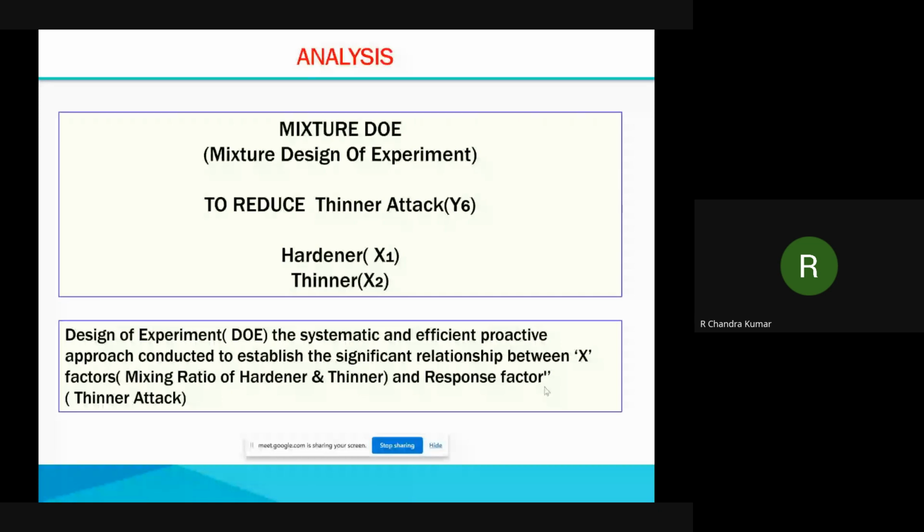Let me check if I can take an example of mixture DOE. Just a second. Okay, I'll show you one example of DOE in the paint shop. Sir, the screen is not shared. Is it there now? Yes, it's there. Okay, thank you.